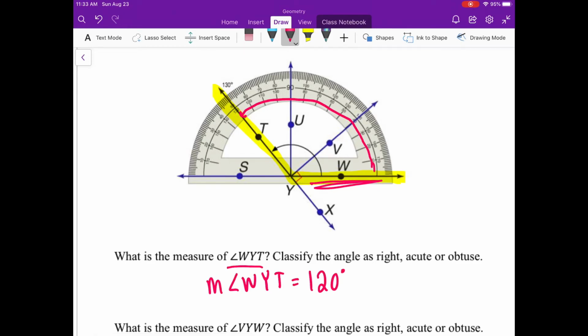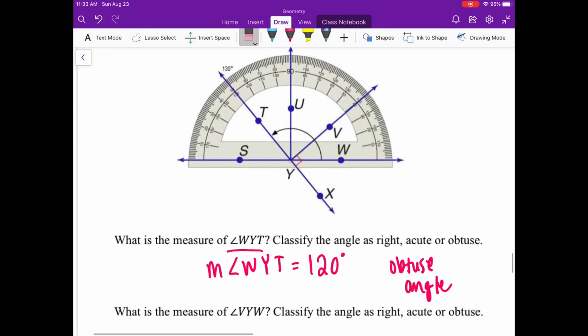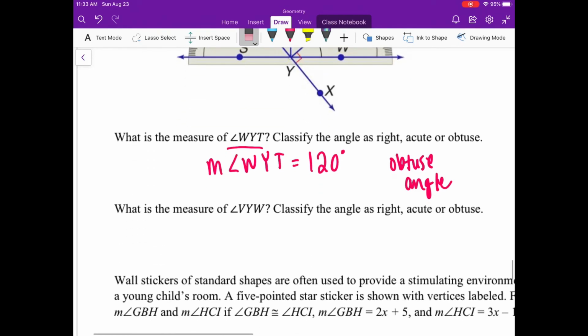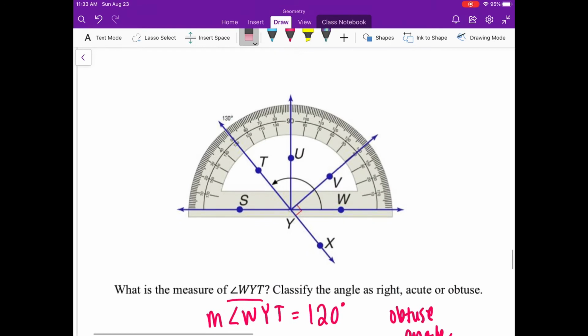So now we need to think about, is that a right angle? Is it an acute angle, or is it obtuse? Since it is bigger than 90 degrees, this would be considered an obtuse angle. I'm going to erase this so we can do the next one. What is the measure of VYW? So here's VYW.